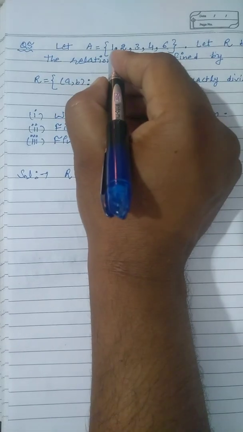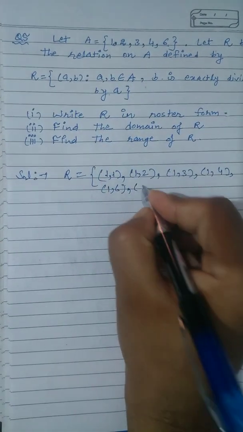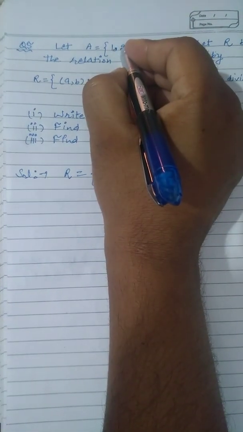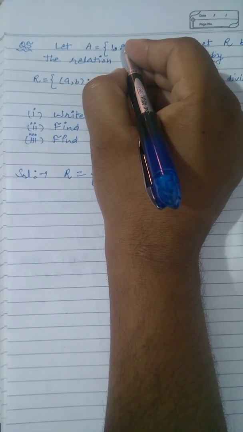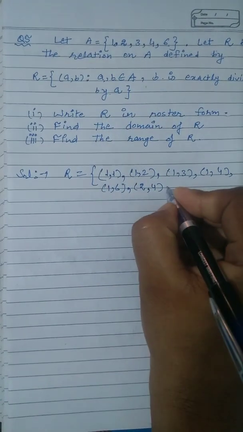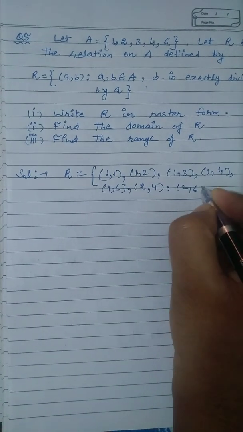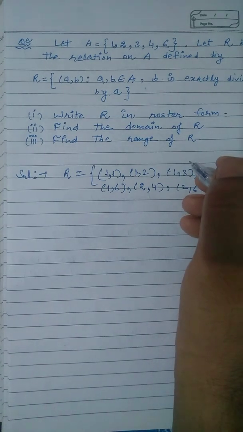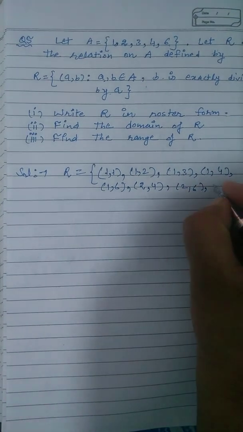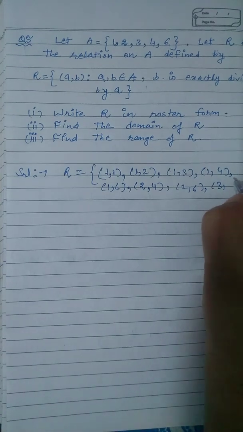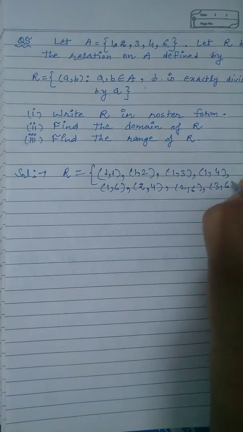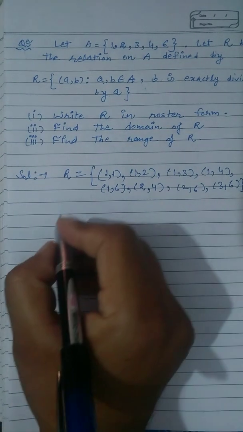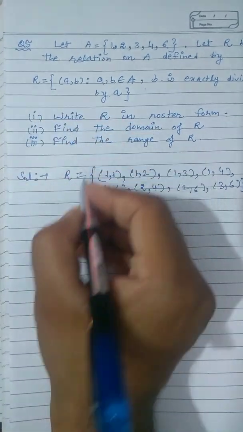Thereafter, we take 2: (2, 2), (2, 4), (2, 6). Thereafter, taking 3 now, (3, 3), (3, 6). Okay, so this is the first part, roster form.